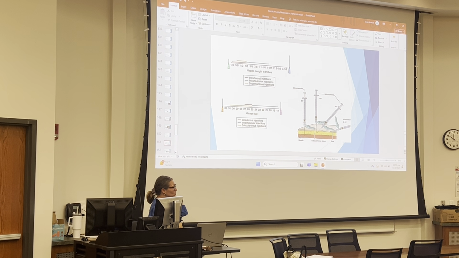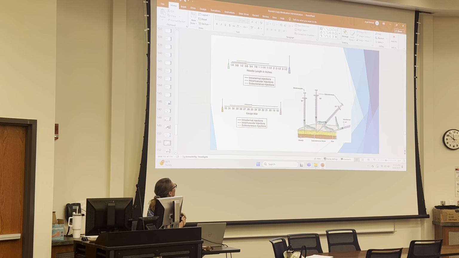That would be like a super muscular-bound person that I'm giving an injection to, that I have a lot of tissue to go through. Okay, so there's a little bit of range there of what's correct. It's what is going to get you to the desired location for giving that drug. Okay, so you just have to know your patient. If they're really tiny, you always want to use the shortest needle possible. You want to be nice to your patients. Okay, so that's needle length.